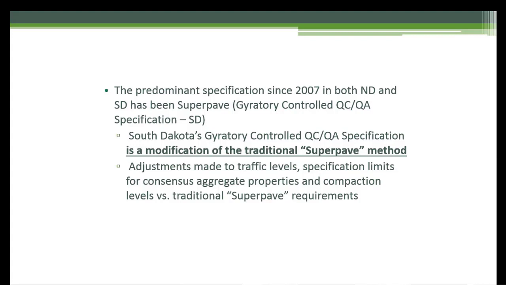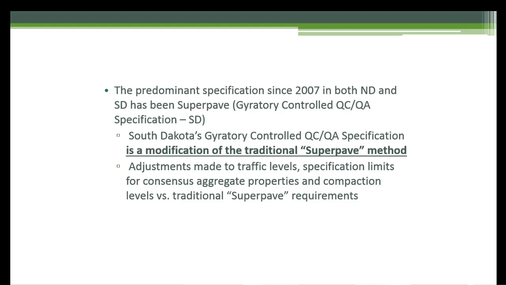South Dakota calls it gyratory controlled rather than Super Pave because it's a modification of the traditional Super Pave method. As I mentioned, Super Pave was developed as a full circle design, testing, specification system. Marshall was just a test apparatus. It was a hammer and a mold to prepare your specimens. Super Pave is a lot more than the gyratory compactor.